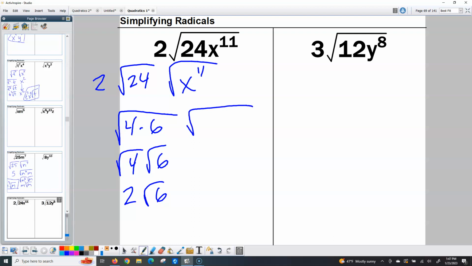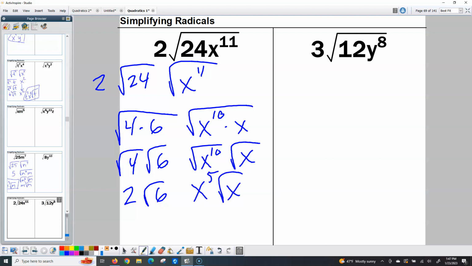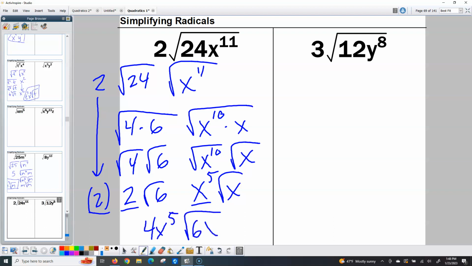And then x to the 11th, the largest perfect square that goes into x to the 11th is x to the 10th times x. Separate that, square root of x to the 10th times square root of x. x to the 10th, that's an even exponent, so I just cut it in half. That would be x to the 5th, and then I leave that square root of x in there. Don't forget about this 2 right here. And I have to take everything that's together on the outside, put it on the outside, and everything together on the inside, put it on the inside. So on the outside, I'm going to have 2, 2, and x to the 5th. So 2 times 2 is 4, x to the 5th. Everything that's on the inside is 6x.